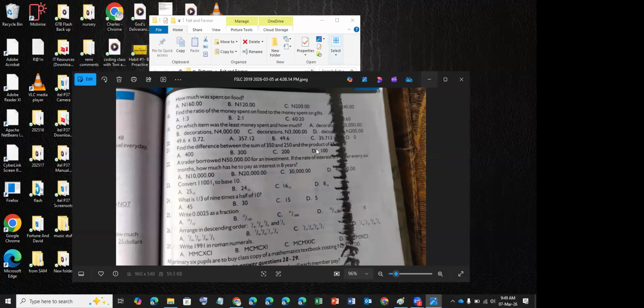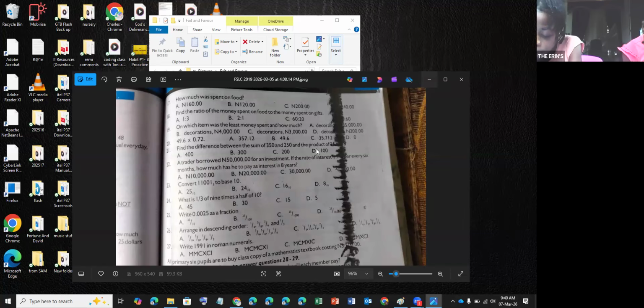Favor, how would you do this question? It will be like a simple interest question, with 50,000 for the principal and the rate. So we're going to look for the interest.